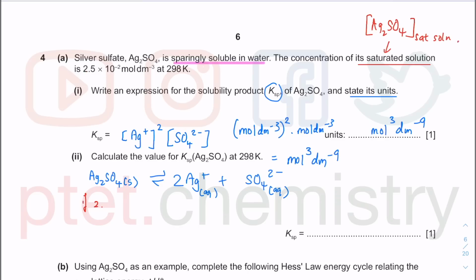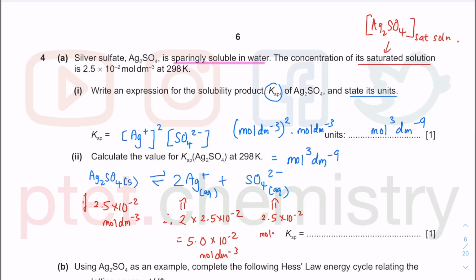So if that is 2.5 times 10^-2 mol per dm cubed, therefore 1 mole of this gives 2 moles of that. If this much dissolves in water in the saturated solution, therefore the concentration of Ag+ is going to be 2 times 2.5 times 10^-2. I get 5.0 times 10^-2 mol per dm cubed. Now this one, 1 mole of these gives you 1 mole of the sulfate. So the concentration of the sulfate is still 2.5 times 10^-2 mol per dm cubed.